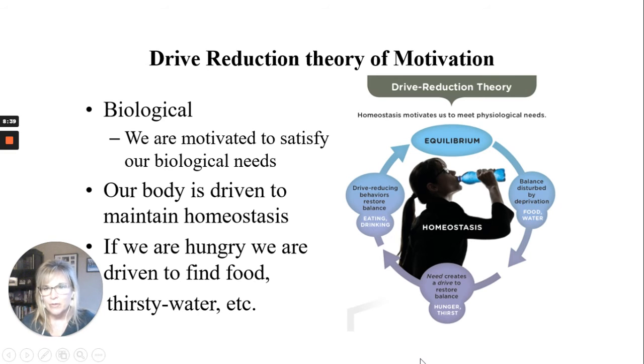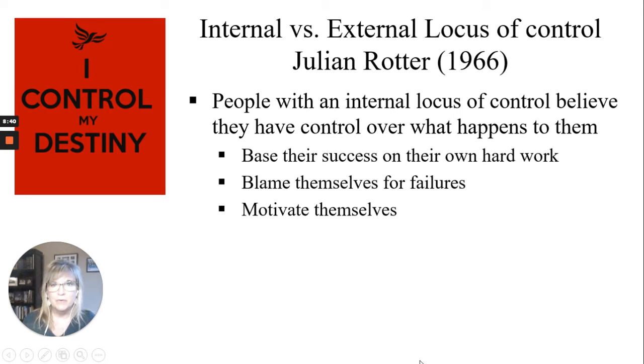So that's the drive reduction theory of motivation. Now, this internal versus external locus of control, I don't think this is in the book, but it was this idea that Julian Rotter came up with in 1966. He was a psychologist, and he said that there are people that have an internal locus of control and there are people that have an external locus of control.